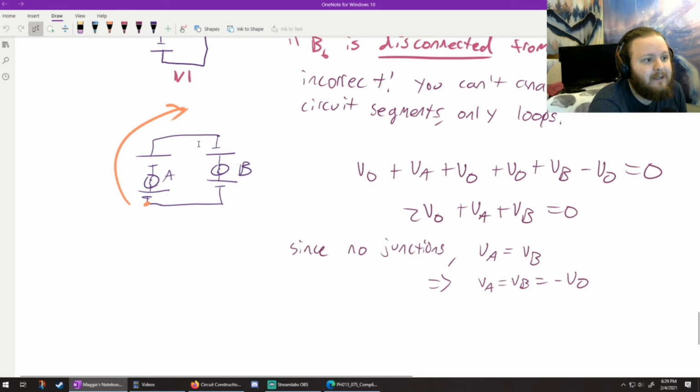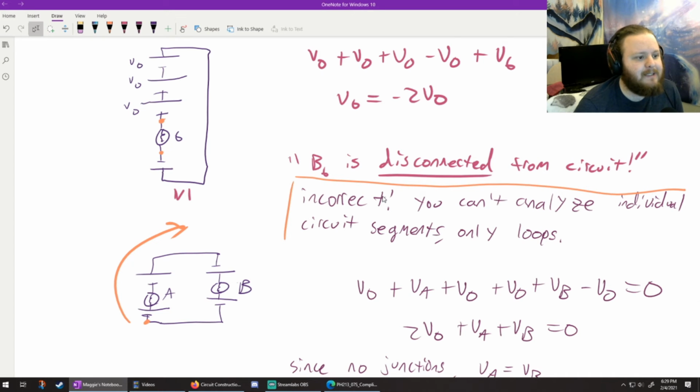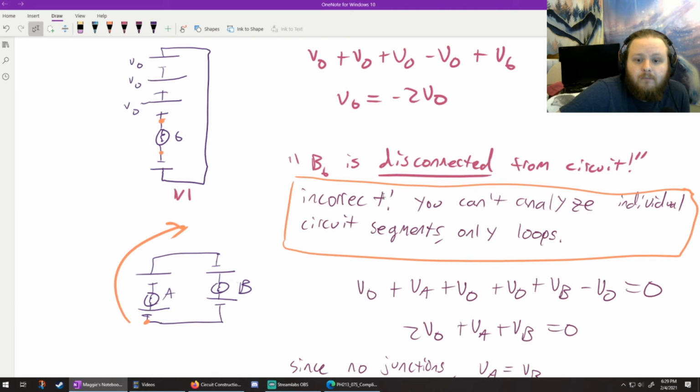Let's go back to this statement over here. Incorrect. You cannot analyze individual circuit segments. You may only talk about circuit loops. And that is the mistake that these students made. Eels and escalators.